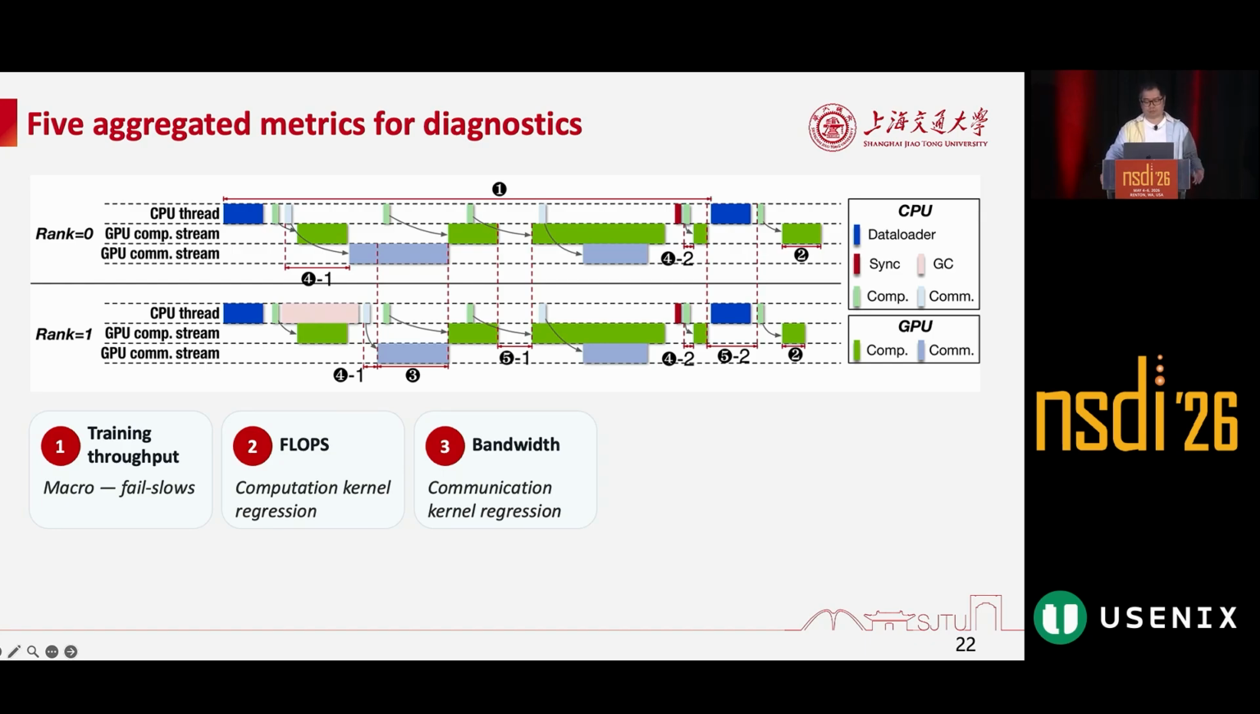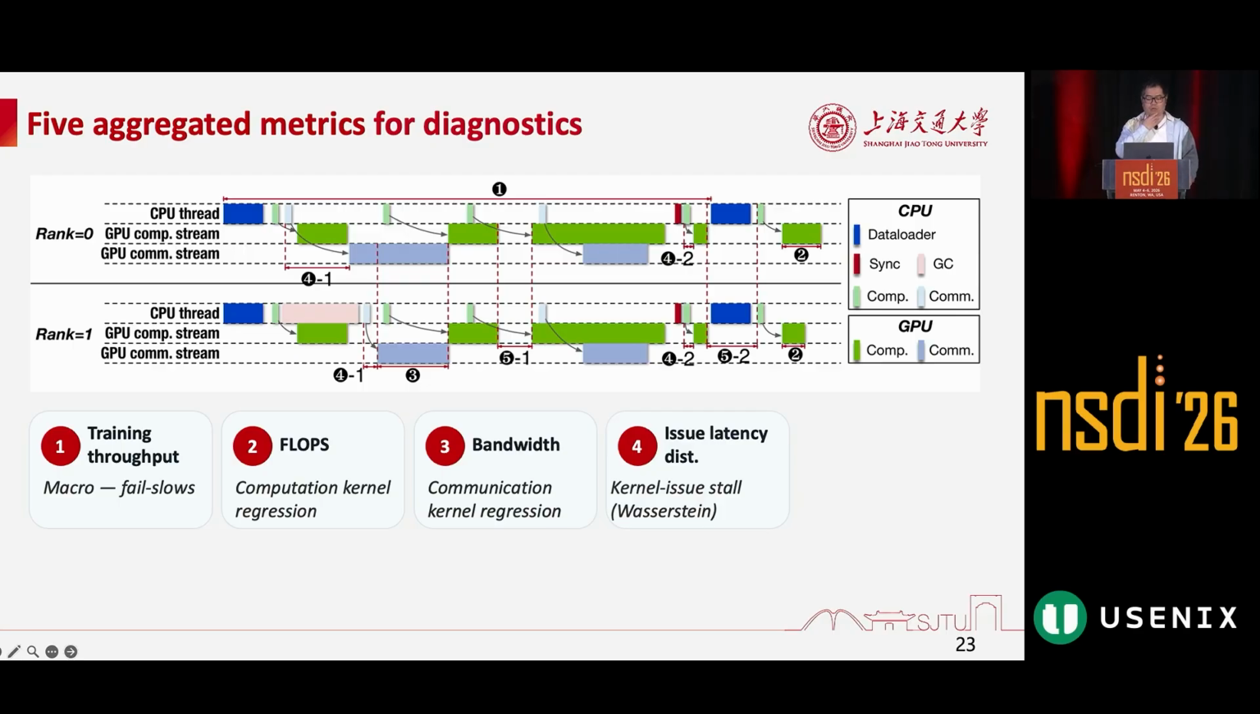FLOPS tell us whether the computation kernel actually hits the peak. If the input is big but the FLOPS is low, it means the kernel is unhappy. Bandwidth tells us the same story for communication. So those catch kernel-level regression, like the backend migration case we will see in case 2.